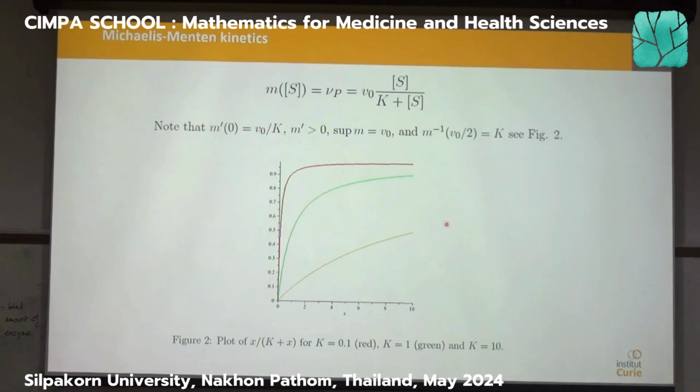Basically, what you want to see first is that you have a Vmax value that is the sup of M, that is equal to V0. And then your curve goes to V0. The derivative here is always positive. And if you go to half V0 here, you will get K here. So that's what is written in M minus 1: V0 divided by 2, you will get K.